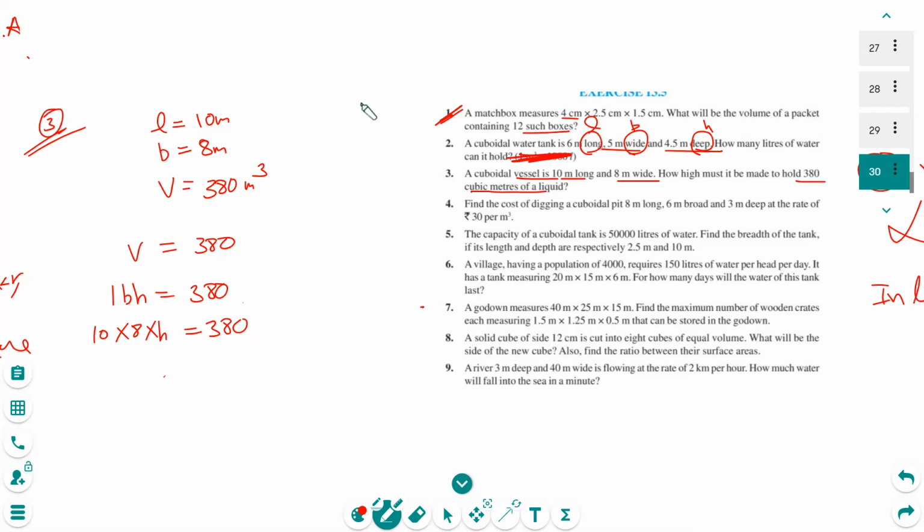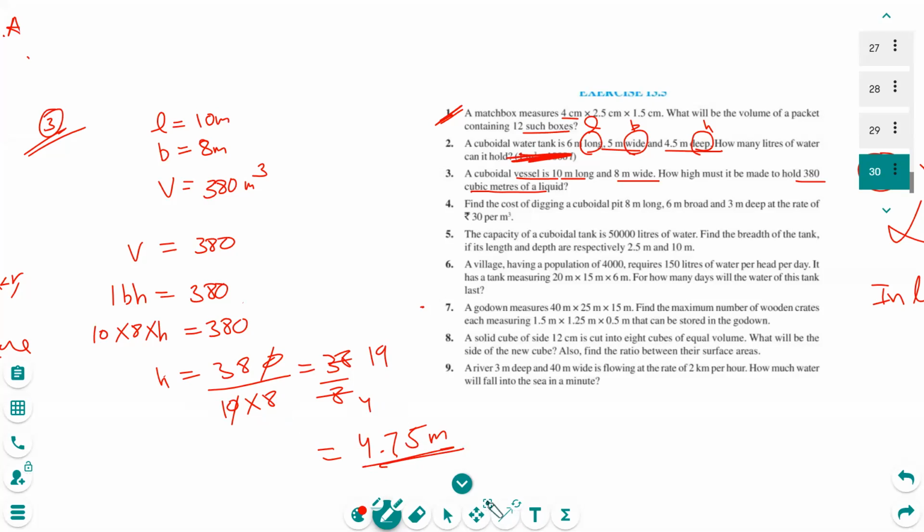So 38. ये 38/8. 38 upon 8. What about others? H equals 380 upon 10 times 8. Here it is 10, 8. You cancel out 0, 38 upon 8. If you simplify it, 2 times 4, 2 times 19. Now let's divide it. 4 times 4, 4.75. 4.75 meter. So it's quite easy, right?